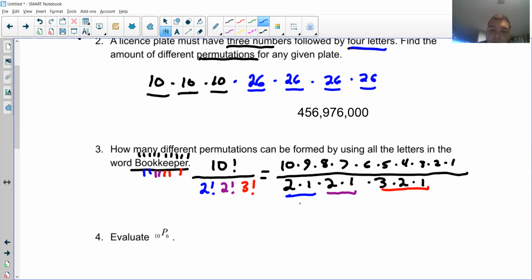Okay. So from here, let's cross off anything that's in common. So I see a 2 and a 2, so I'm going to cross that out. And I see a 3 and a 3. I'm going to cross that out. You can't just cancel out all of this, like the 3, 2, 1, all together. No, it's one at a time. They have to pair off.